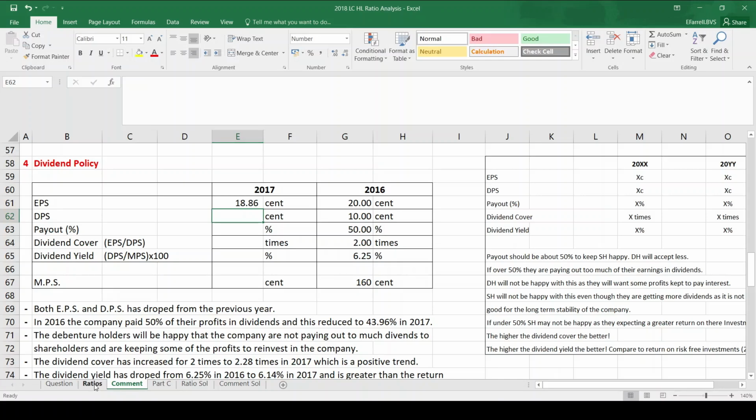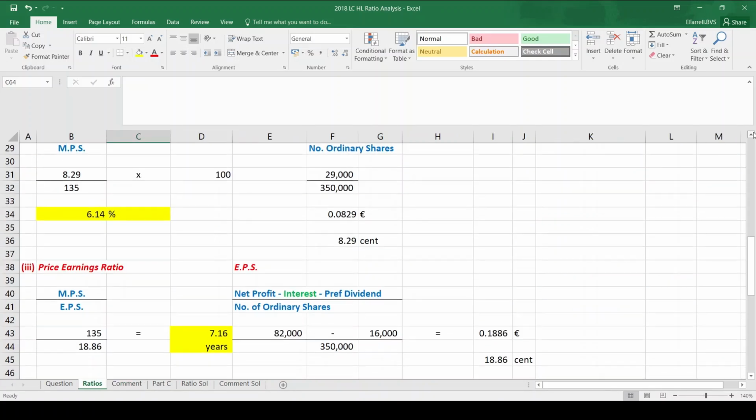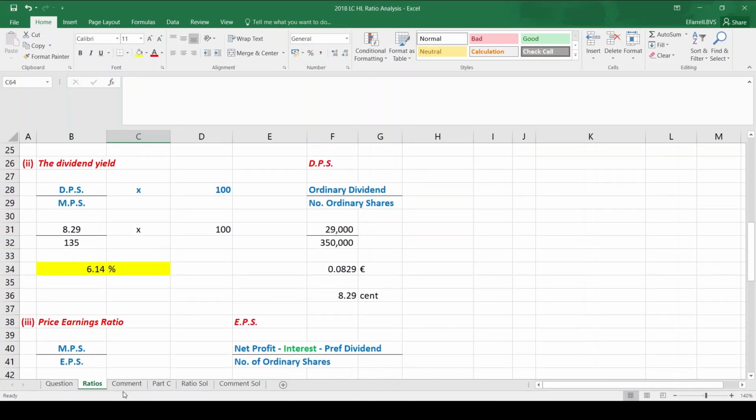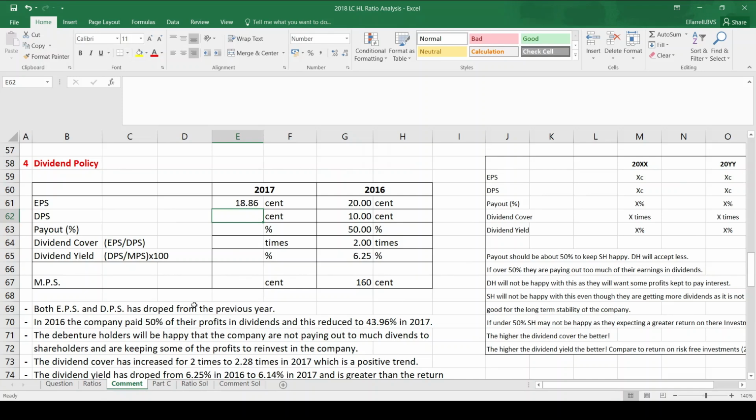My dividend per share, again, if I go back here, my dividend per share is 8.29. So you can see that this table isn't as hard to do out as you would think. My payout is dividend per share divided by earnings per share, and I'm going to multiply it by 100. So they're paying out nearly 44% this year.